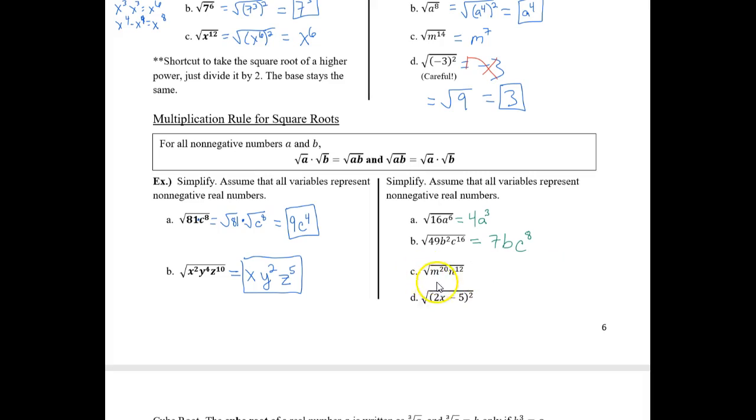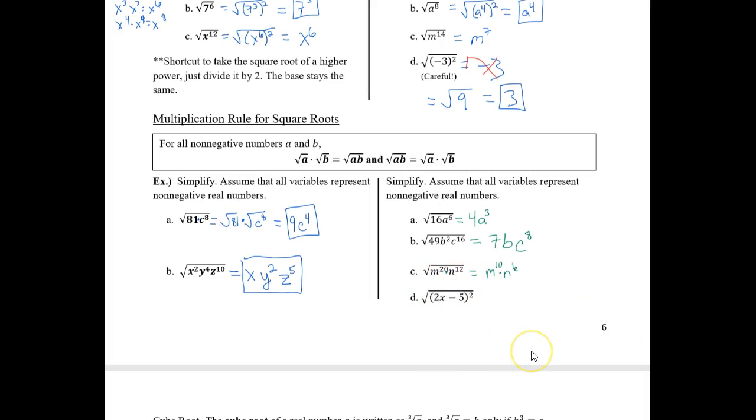Next example, square root of m to the 20th times n to the 12th power. Half of 20 is 10, m to the 10th power. Half of 12 is 6. Again, these are being multiplied. This is multiply underneath. It's multiply when we take them out. M to the 10th times n to the 6th.